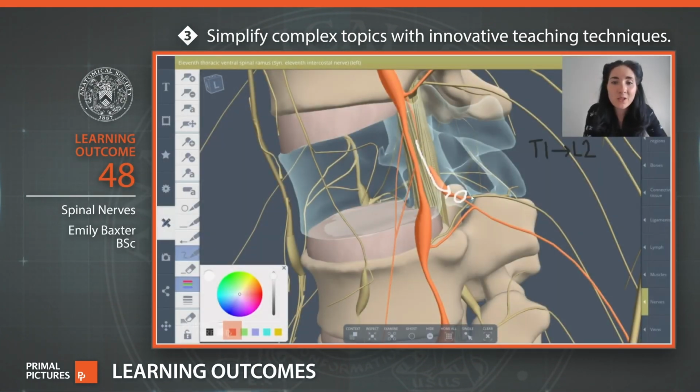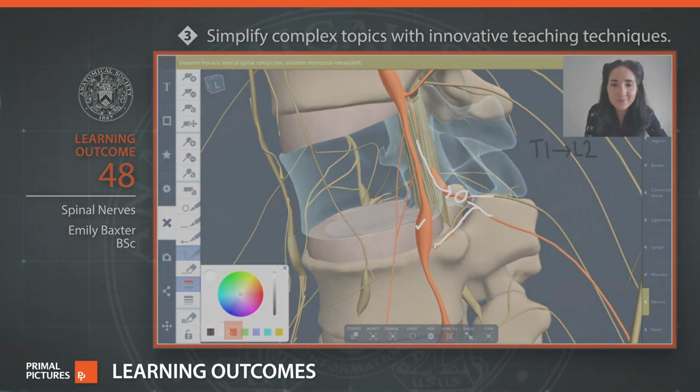From here, the spinal nerve divides further into a dorsal and a ventral ramus. And it's this ventral ramus that's connected over here with the sympathetic ganglia by means of a white ramus communicans.